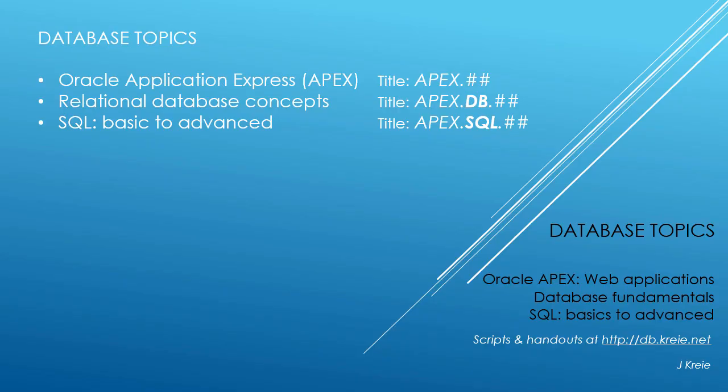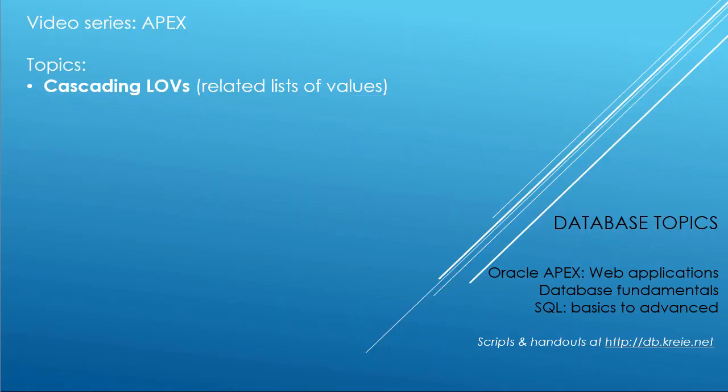This video is one in a series of videos that cover database topics in three themes. We look at Oracle APEX, Application Express for web applications, relational database concepts for designing and building databases, and SQL, the programming language for working with a relational database. If you want to work with the video series, you can go to this URL to get the scripts and handouts. In this video, we are going to take a look at cascading LOVs.